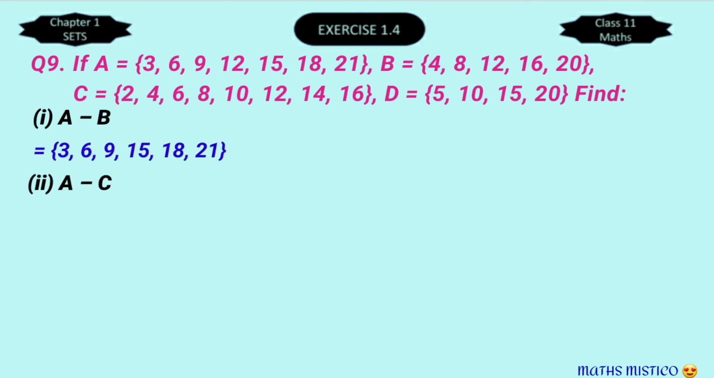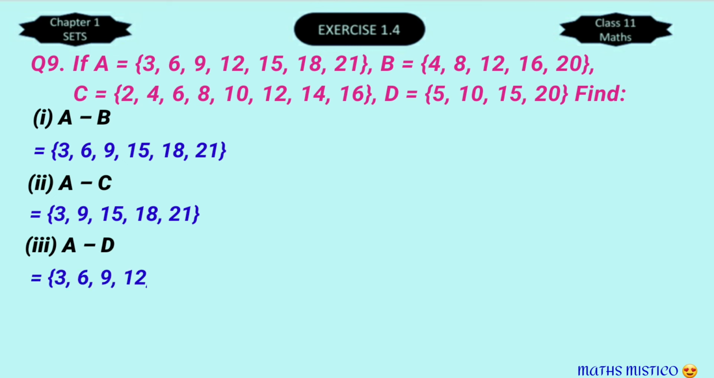A minus C means we have to write the elements of A which are not present in C. Which elements of A are present in C? They are 6 and 12. So A minus C is equal to this. Now A minus D means we have to leave those elements of A which are present in D, and there is only one such element, that is 15.